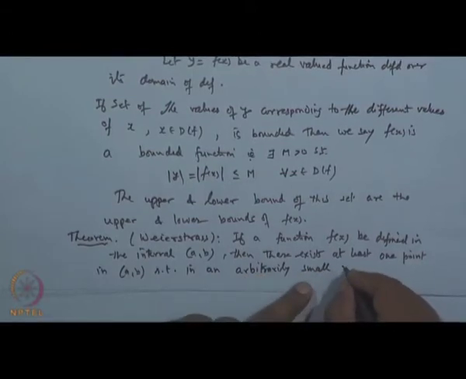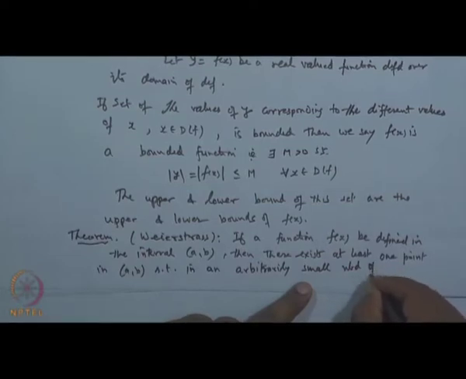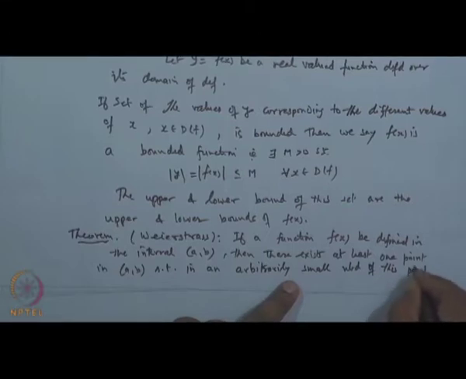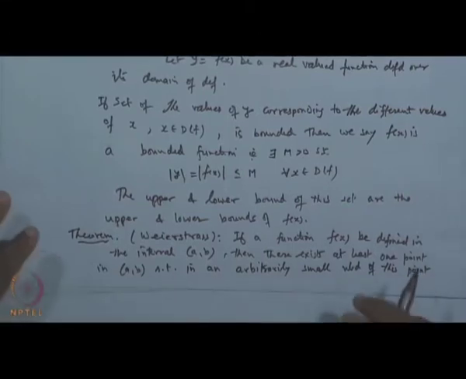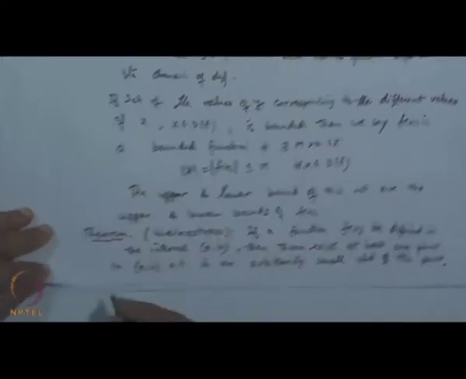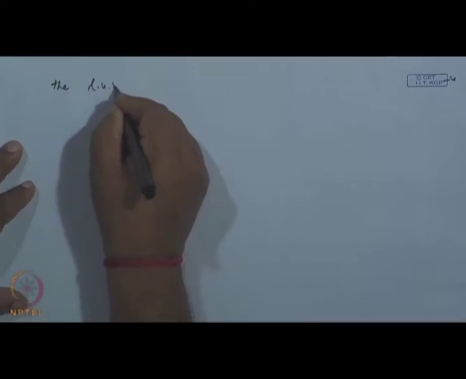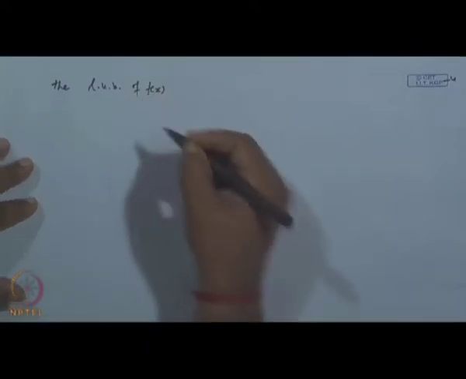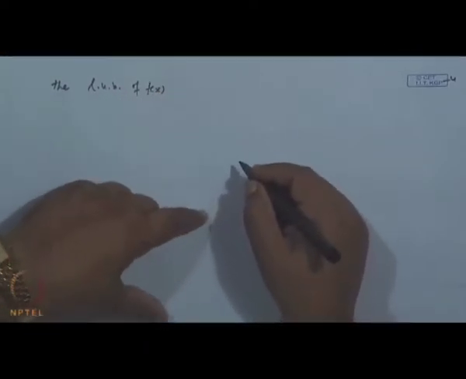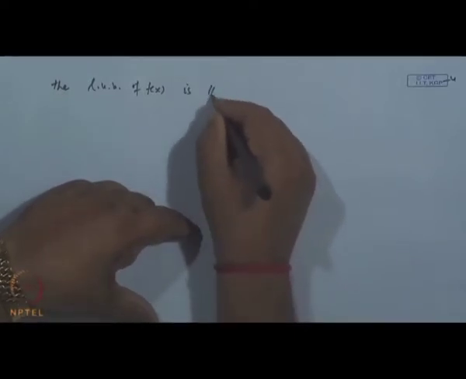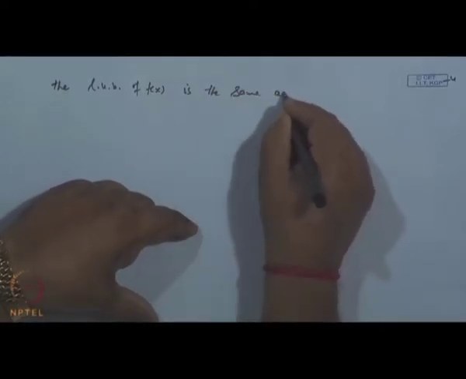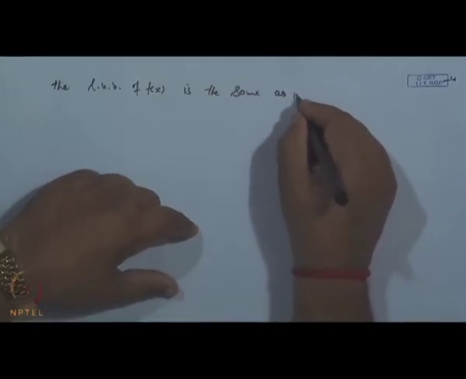neighborhood of this point, the least upper bound of f(x) is the same as in (a, b).